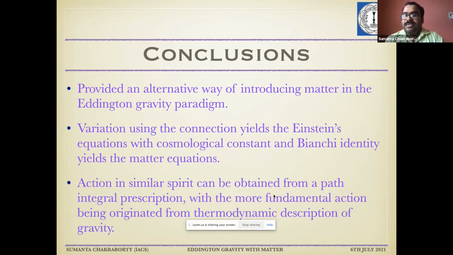Similarly, we can write down another action which is very similar in spirit, and that can be obtained from a path integral prescription and with a more fundamental action, which is R_AB minus kappa T bar_AB, V_A V_B or L_A L_B, and that is originating from the thermodynamic description of gravity.